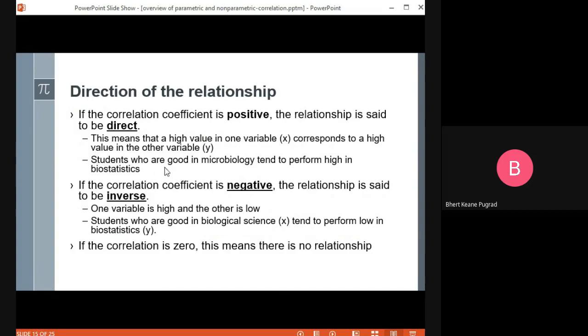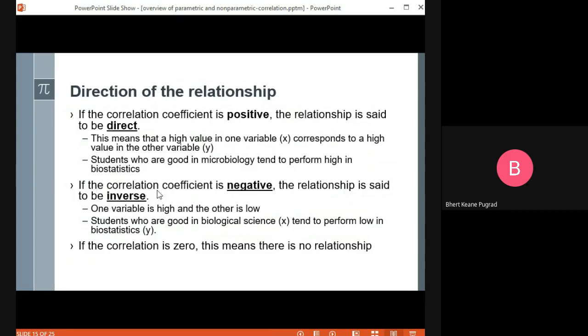Another example, the scores of students in microbiology: students who are good in microbiology tend to perform well also in biostatistics, and that's what I mean by a positive direct relationship. How about if pabaliktad naman or iba naman yung kanilang relationship?